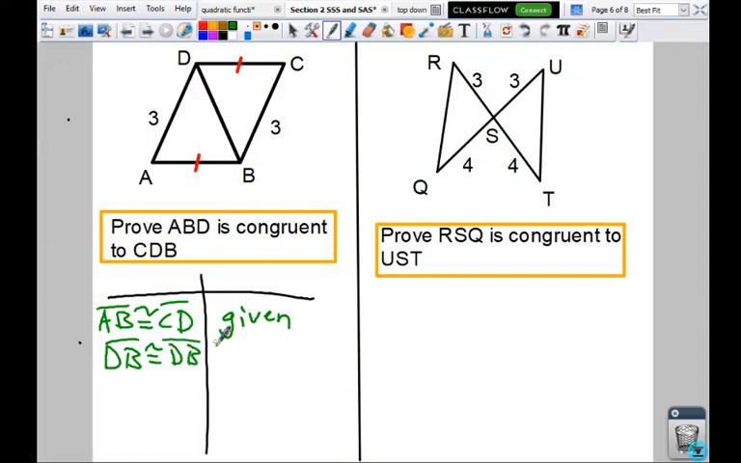Same line or same side? Same line, same side, same thing.